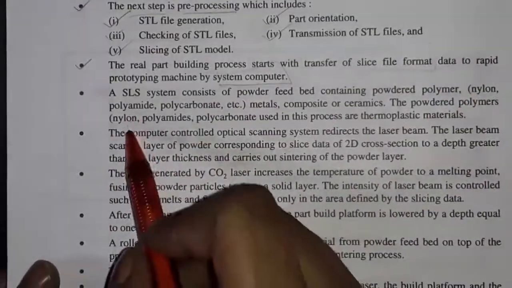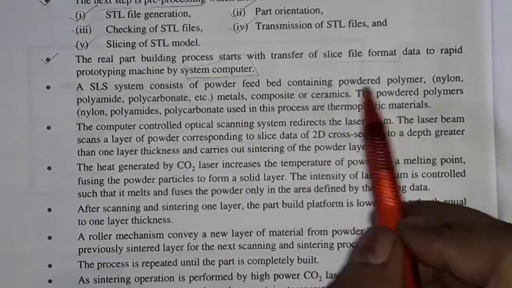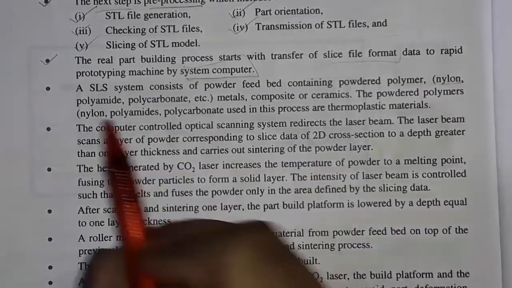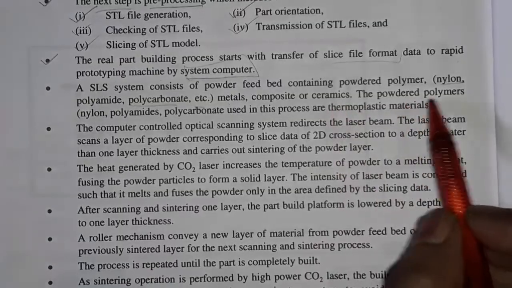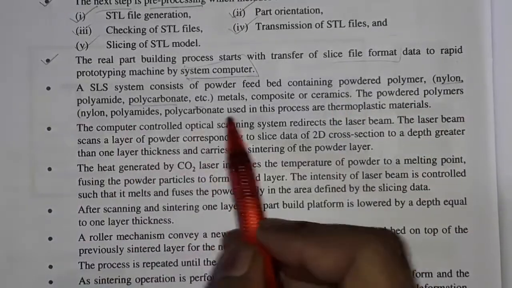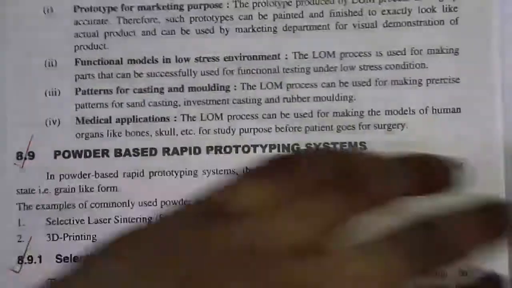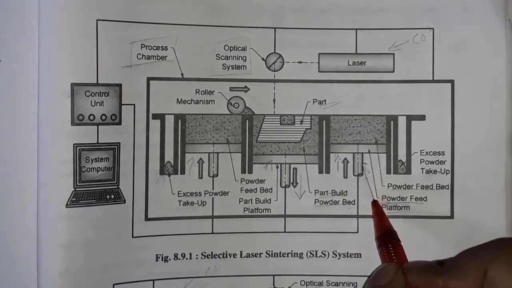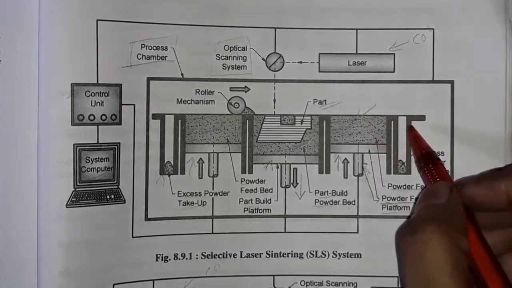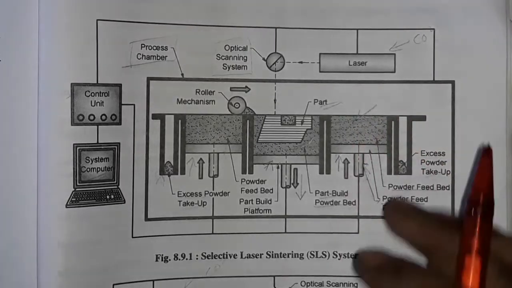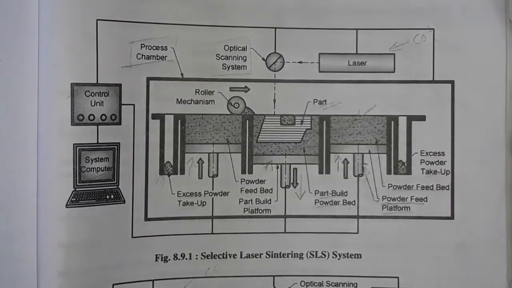Now friends, the SLS system consists of powder feed bed containing powdered polymer, nylon, polyamide, polycarbonate, etc., metals, composites or ceramics. The powdered polymers, nylon, polyamides, polycarbonates used in this process are thermoplastic materials. Here friends, in the diagram, this one is our powder feed platform. Above this there is a powdered thermoplastic which we are using in this selective laser sintering process as a material, powdered material for our whole process.